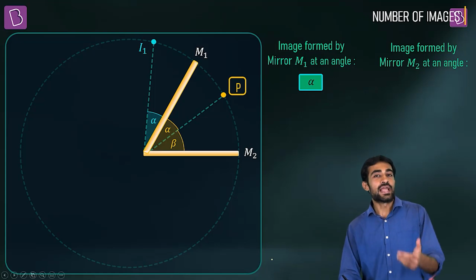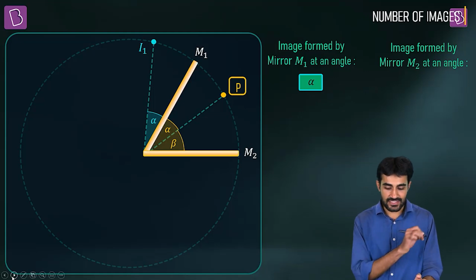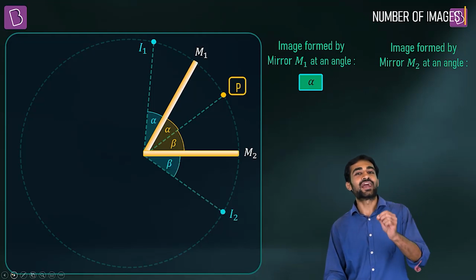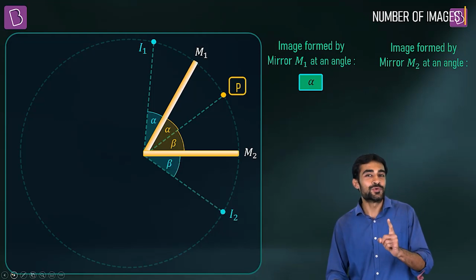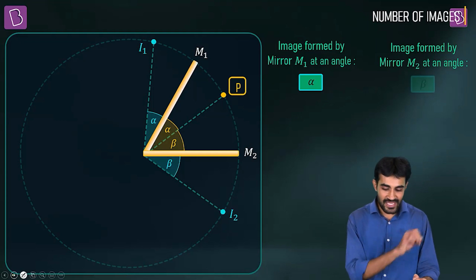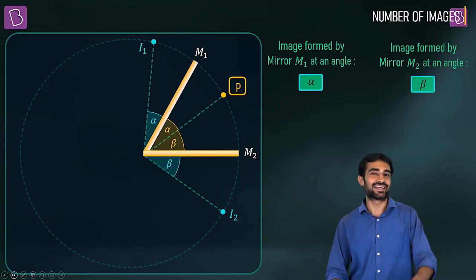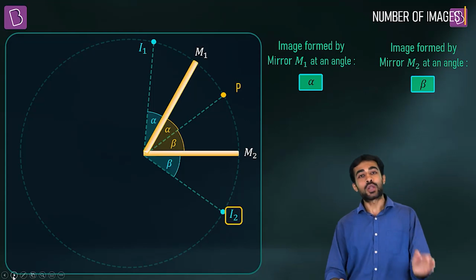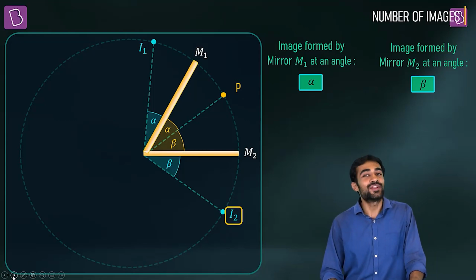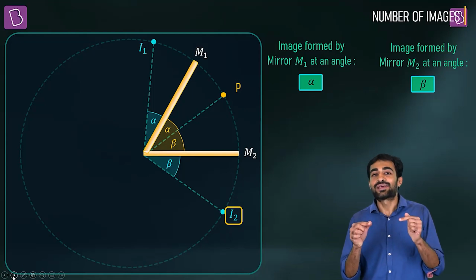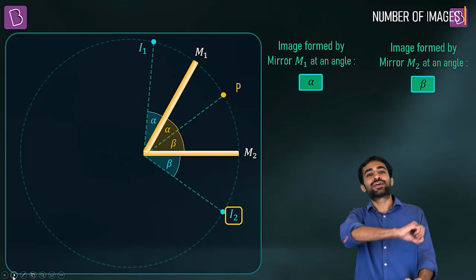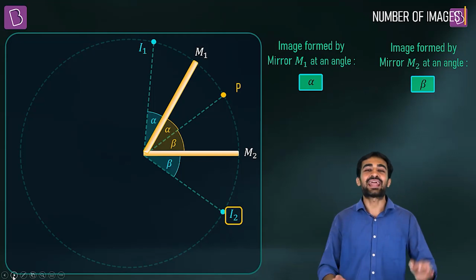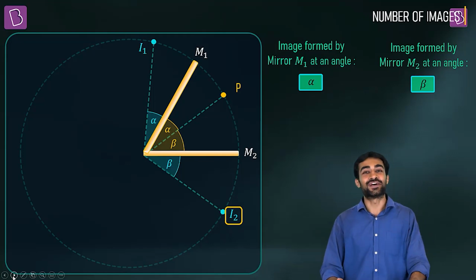Now let's look at the image formed by the second mirror. This is the second mirror and the image from the second mirror is I2. What is the angle made from M2? The angle made from M2 is beta. Nice. So now let's concentrate our attention on I2 itself. This I2 will act as an object for mirror M1. I will repeat that. This I2 will act as an object for mirror M1.